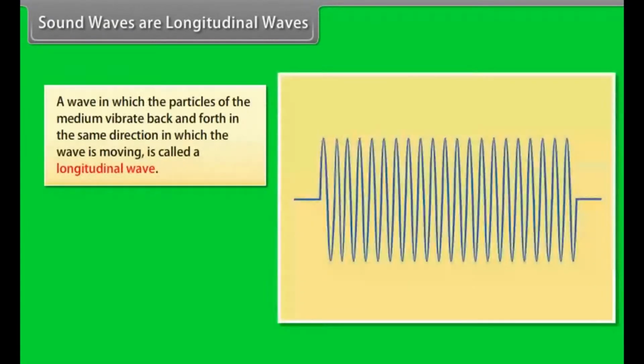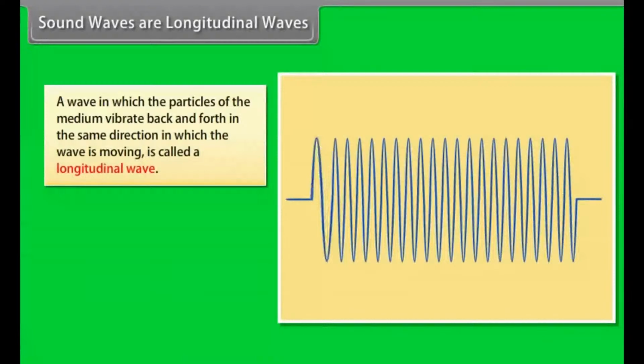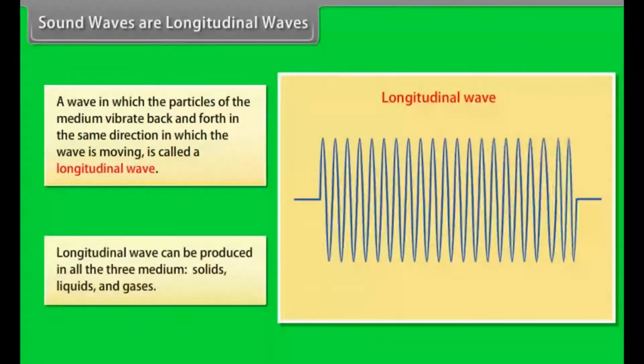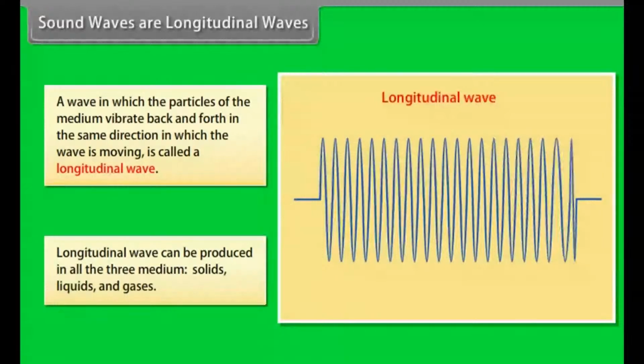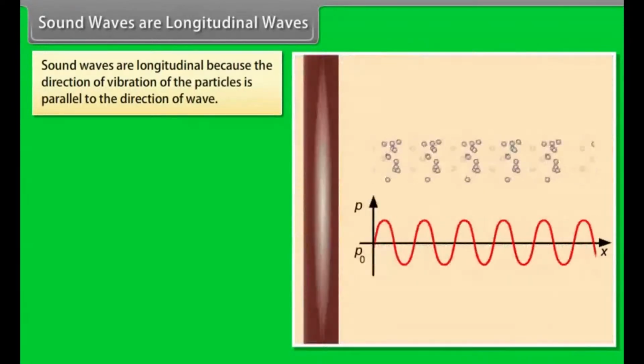A wave in which the particles of the medium vibrate back and forth in the same direction in which the wave is moving is called a longitudinal wave. Longitudinal waves can be produced in all three mediums: solids, liquids and gases. Sound waves are longitudinal because the direction of vibration of the particles is parallel to the direction of the wave.